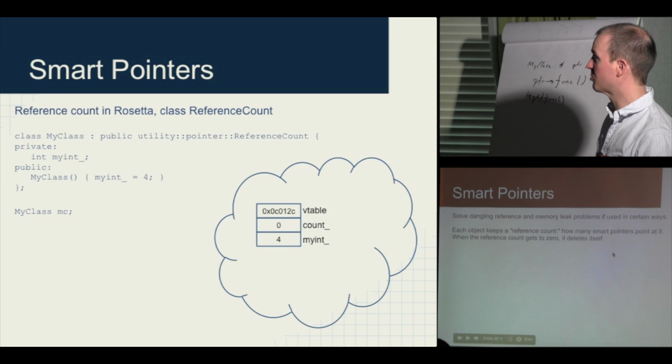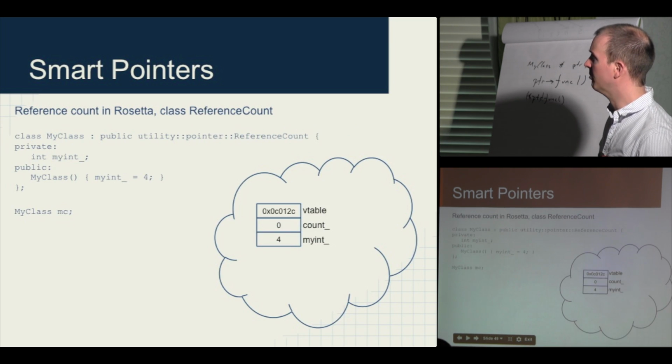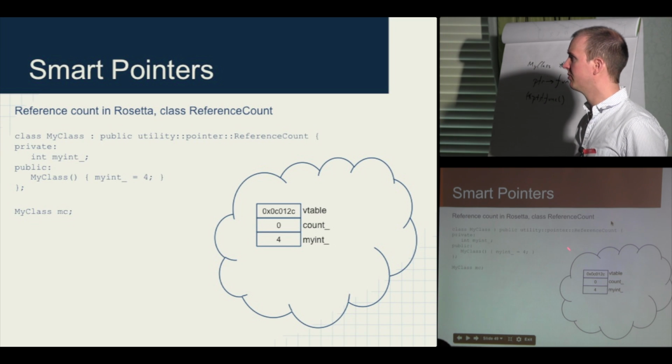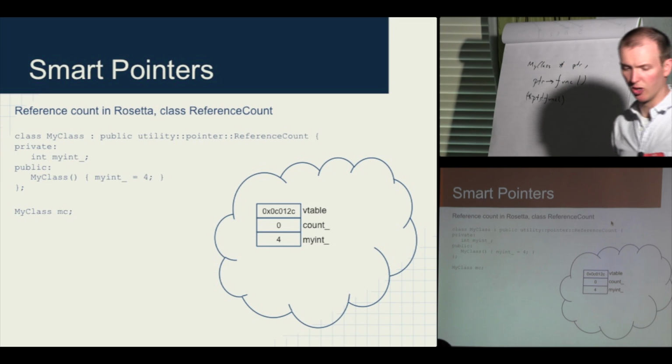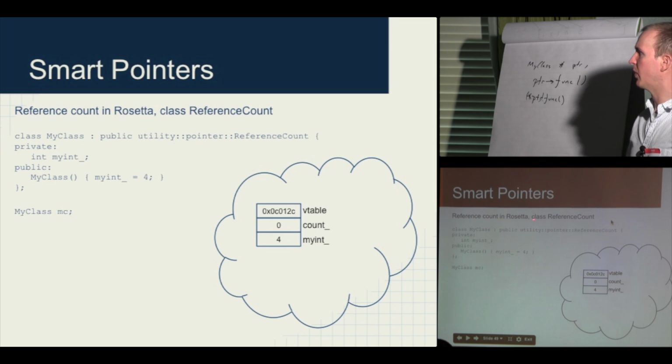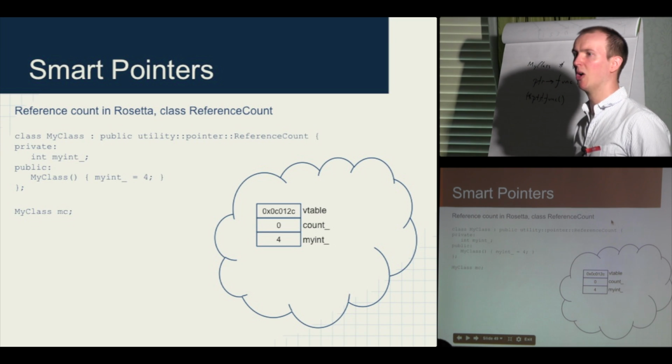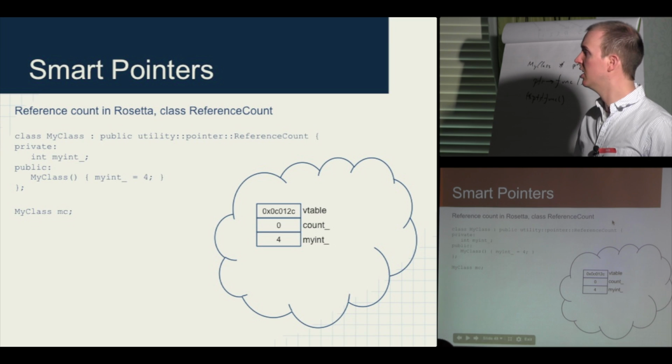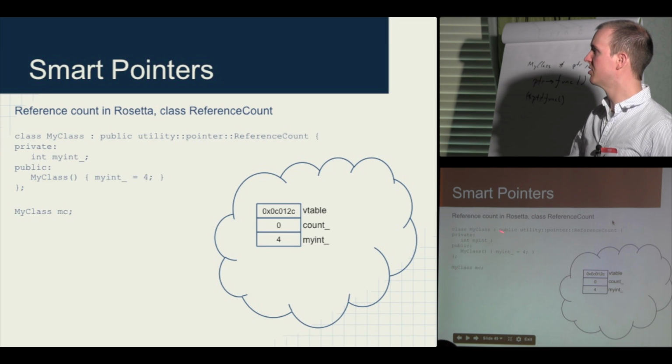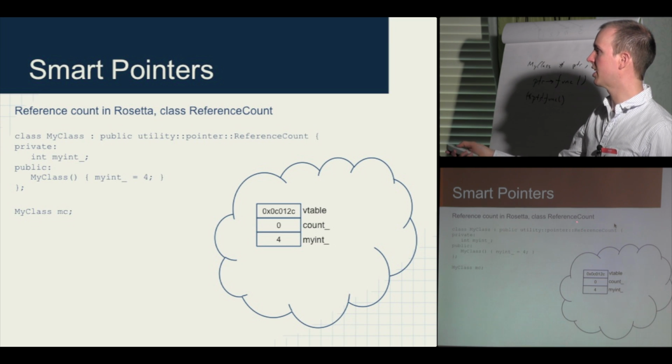And so that's how smart pointers work. In Rosetta, we use this class called reference count, and we have that as our base class for almost everything that we have. So if you declare a new class, my class, then you say it derives publicly from, and it's namespaced here. So this is the utility namespace, and this :: means in that namespace. And then there's a pointer namespace that's in the utility namespace. And you use :: to say in that namespace, and then the class name is reference count.